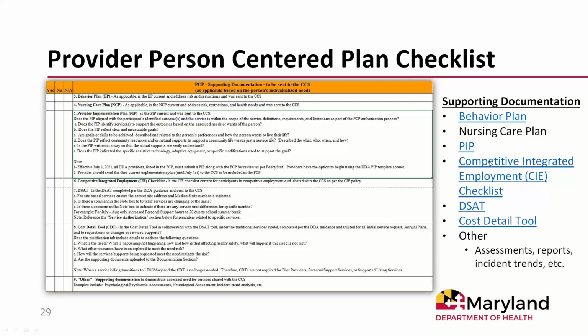The checklist will ask, is the cost detail tool in collaboration with the DSAT tool under traditional model services completed as per the guidance and utilized for all initial service requests, annual plans, and to request new or changes in services and supports. It's really important to make sure for the cost detail tool that the tab related to justification is completed and has enough information to help support the review and authorization. So we've included those questions here in the checklist.